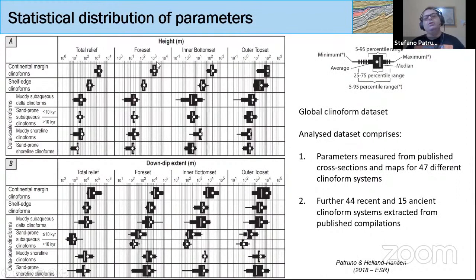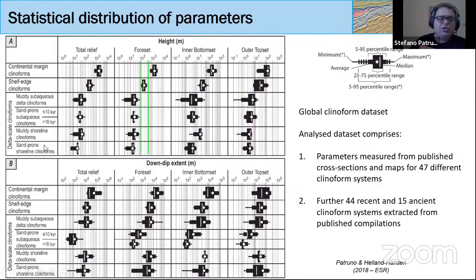As you can see, we can come up with specific distributions of the quantitative ranges for each of these parameters: total relief, foreset, bottomset, outer topset height, then down-dip extent of each of these settings. Each type of clinoform does show a rather independent range. Of course, in certain cases they are overlapping, but not always. For example, if one takes the foreset height, there seems to be a clear break in ranges between the foreset height of continental margin clinoforms, which are definitely very high, the foreset height of shelf edge clinoforms, which are intermediate, and then of all the delta scale families: delta scale, muddy subaqueous, sandy subaqueous, muddy shoreline, and sandy shoreline.